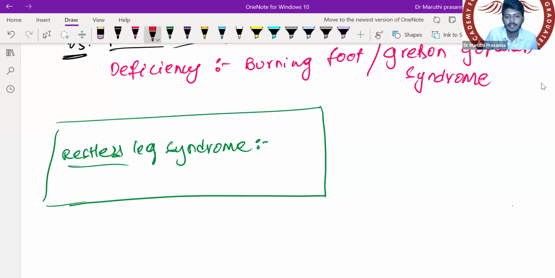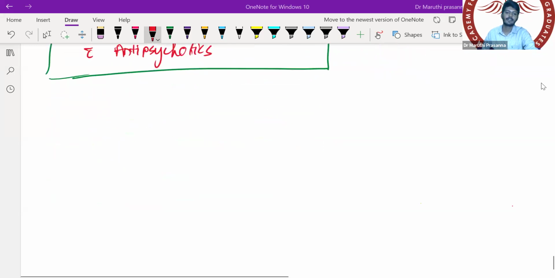Restless leg syndrome can be seen with antipsychotic usage. Antipsychotics can give rise to restless leg syndrome. Okay, very good answer. Antipsychotics. Let's continue. B5 is done.